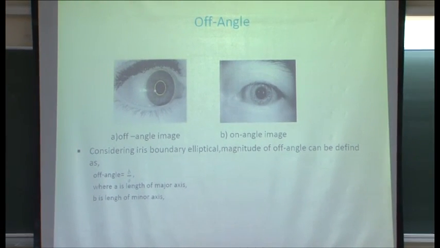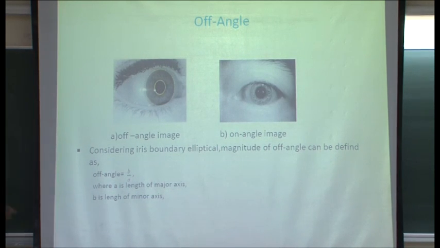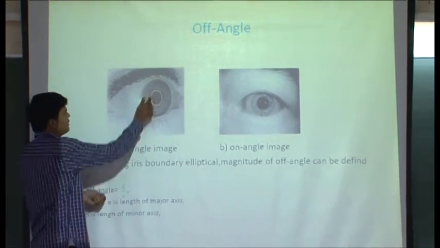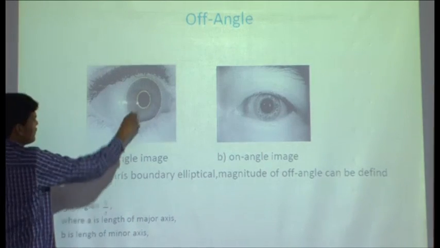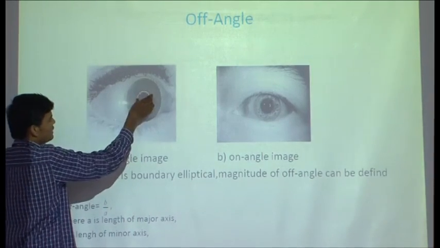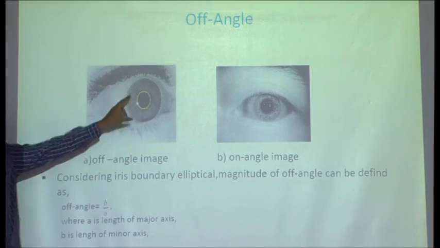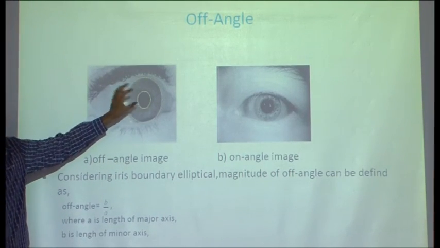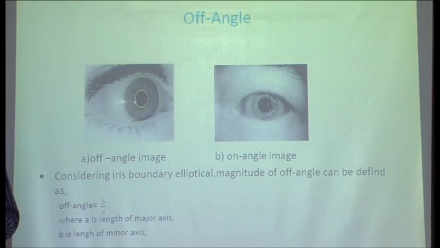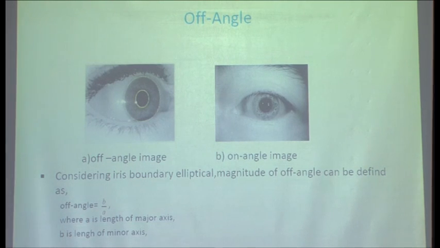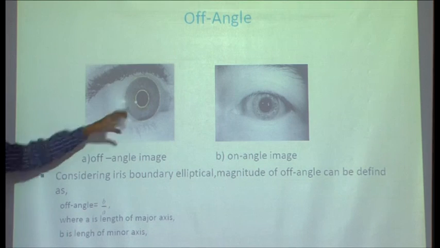So you will try to fit two ellipses on these images. Since this boundary is not clearly visible due to occlusion, I am approximating. We can approximate since both boundaries will be elliptical if the image is taken at an off angle. So you will be getting B by A for the inner ellipse and B by A for the outer ellipse.